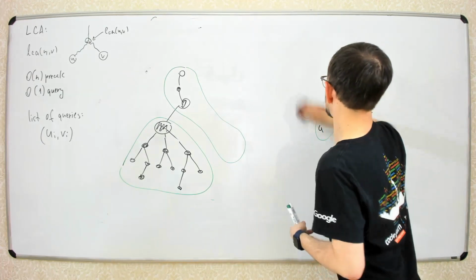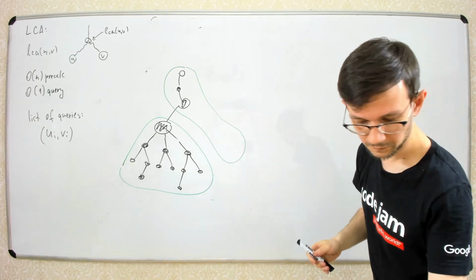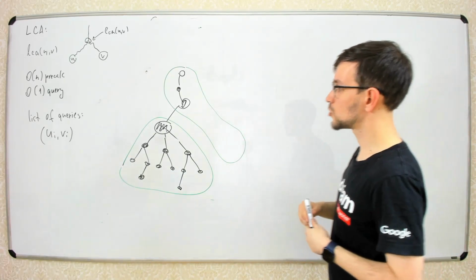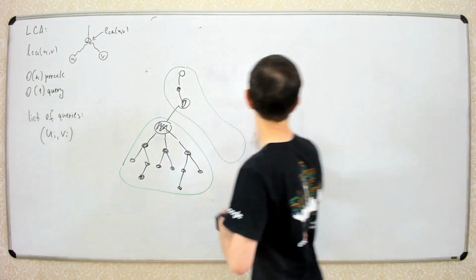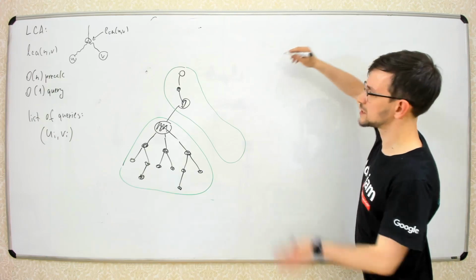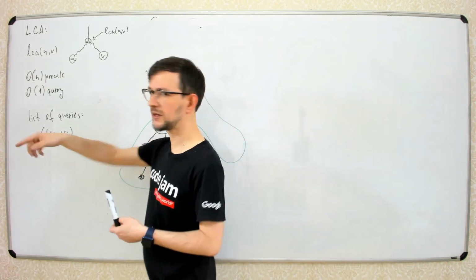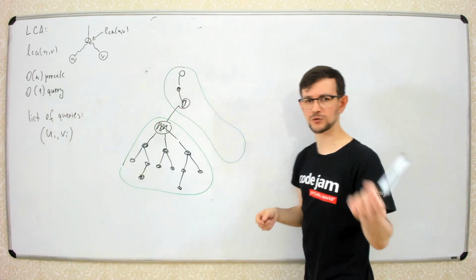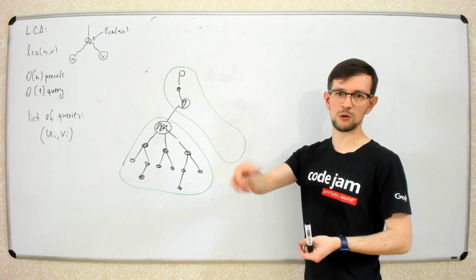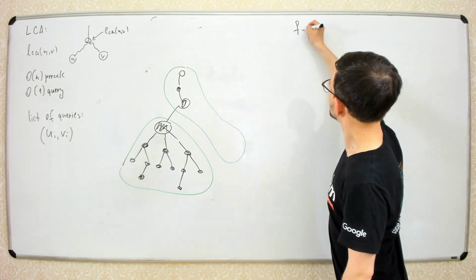So let's write the whole code. The whole code will be very simple. First you iterate over all queries. I will put each query in both nodes, the left node and the right node. When I visit the left node, I will not answer. When I visit the right node, I will answer the query.